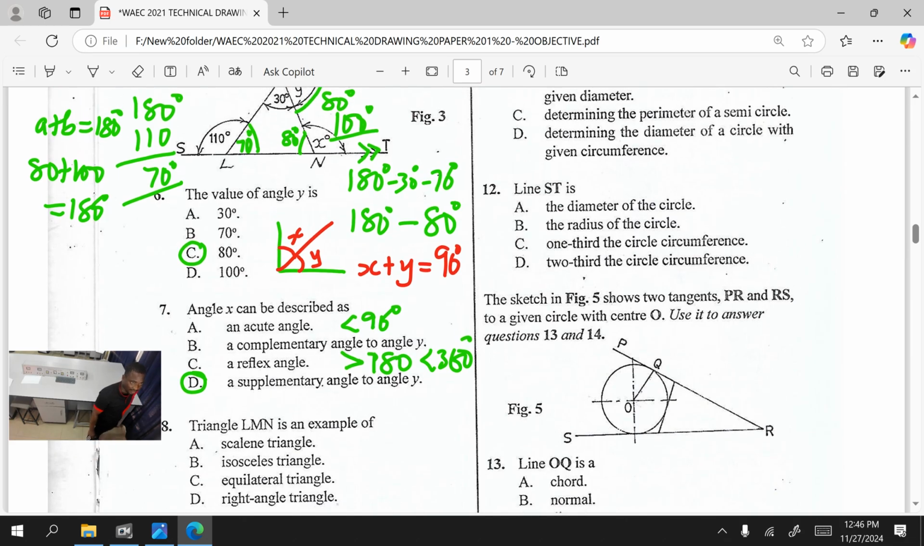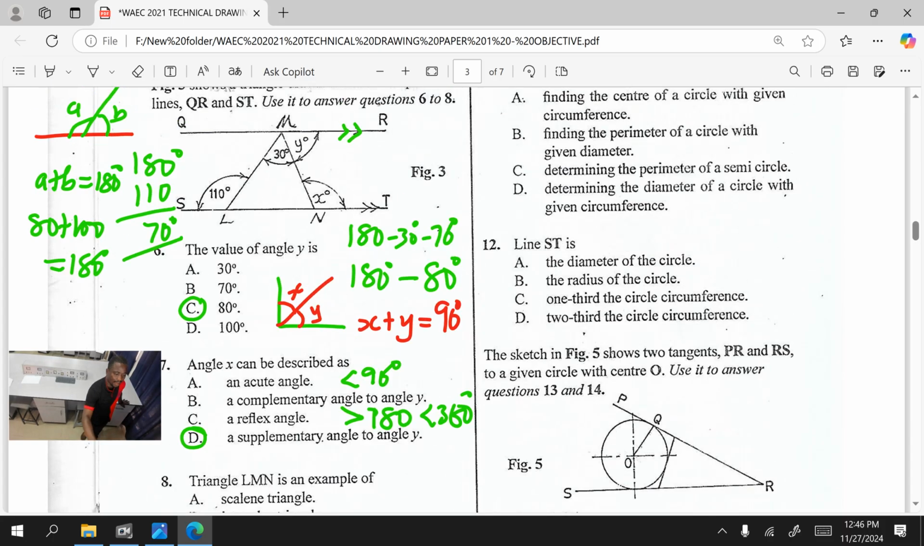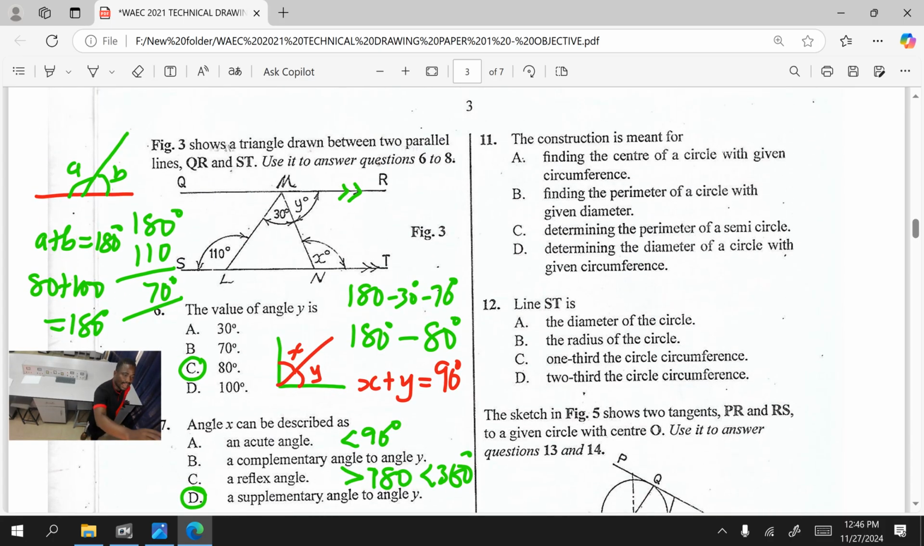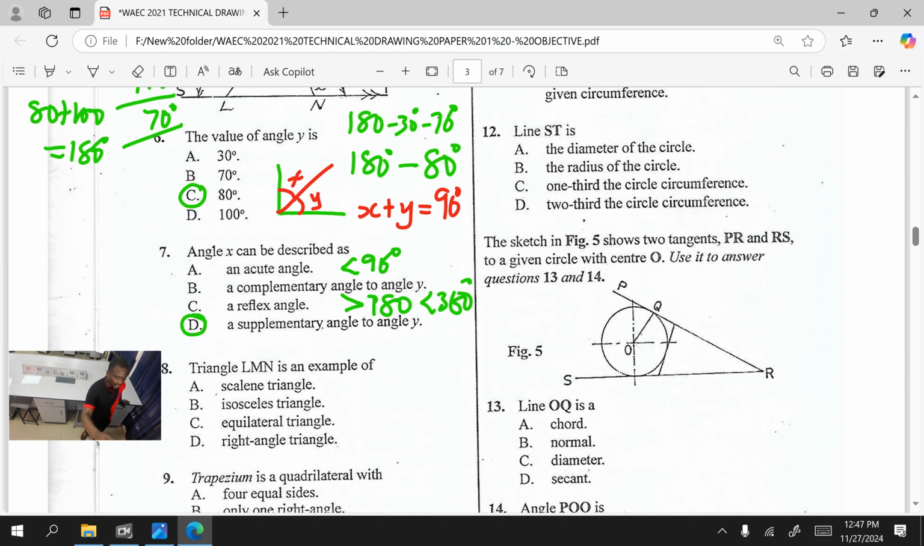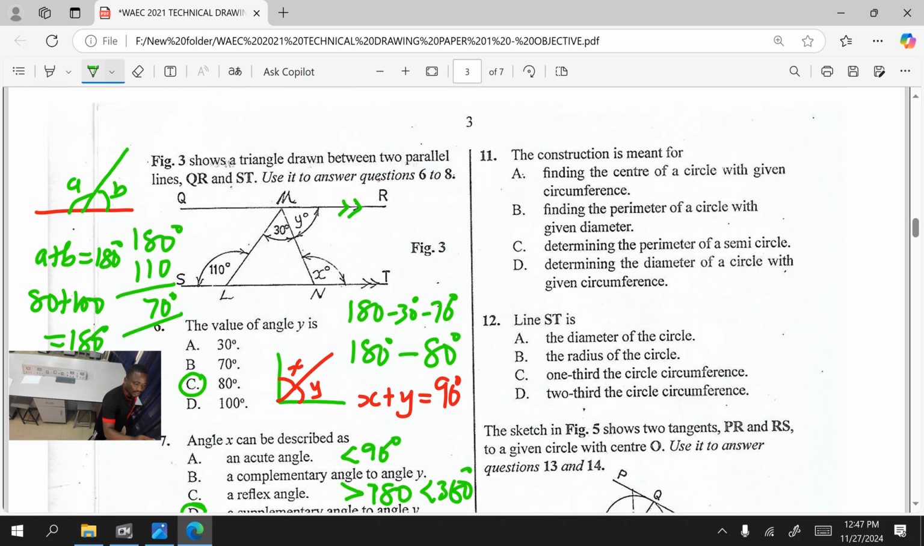Triangle LMN. Let me clean off all this so we can see that shape very well. Thank you. So we are asked that triangle LMN is an example of what? Is it an isosceles triangle? Is it an equilateral triangle? Is it a right angle triangle? Is it a scalene triangle? Let's write back the values that we got. This place we got 70 and this place we got 80. So how do you know what type of triangle it is? It is the angles you use to know.